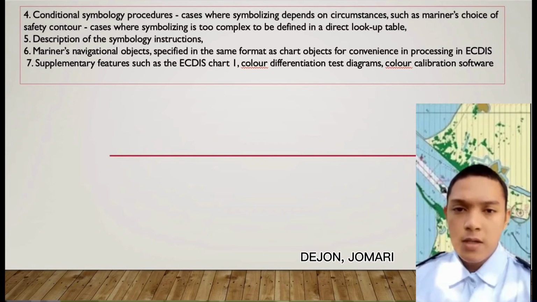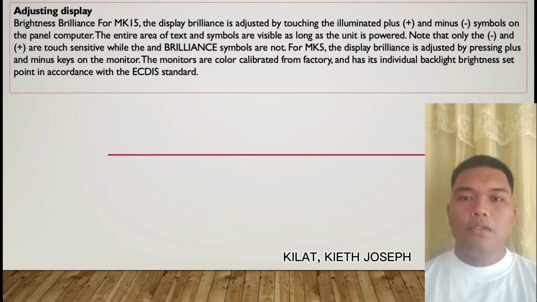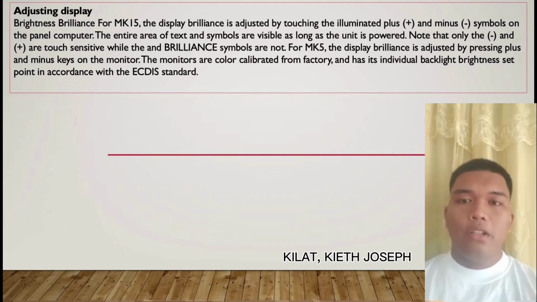It includes color differentiation tests, diagrams, and color calibration software. Adjusting display brightness, brilliance for MK15. The display brilliance is adjusted by touching the illuminated plus and minus symbols on the panel computer. The entire area of text and symbols is visible as long as the unit is powered. Note that only the minus and plus are touch sensitive, while the D and brilliance symbols are not.